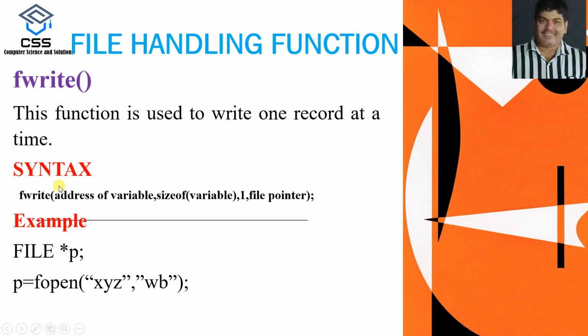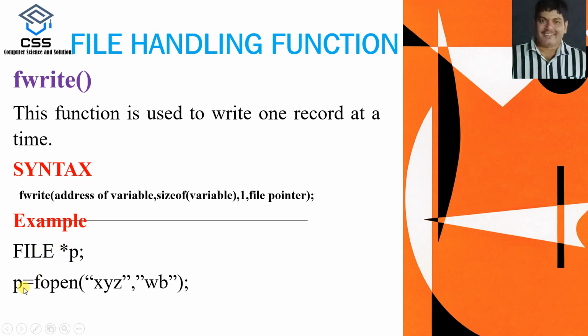What is the syntax of fwrite? fwrite takes the address of the variable, from where you start locating and storing the value; the size of the variable, meaning how much space it will consume in memory; one, meaning one record at a time; and the file pointer, meaning in which file you want to write. The address of the structure variable, the size of the structure variable, one, and the file pointer. It takes 4 arguments.